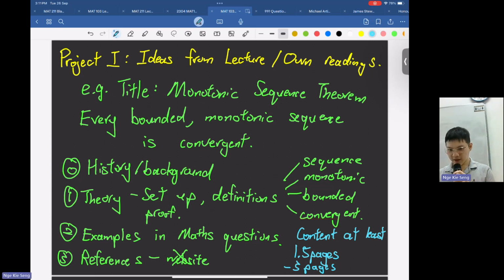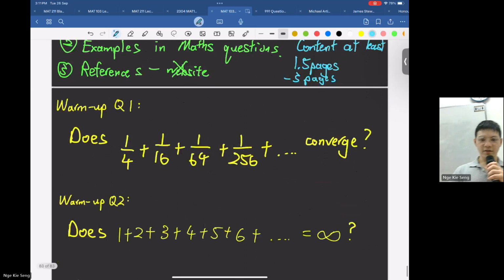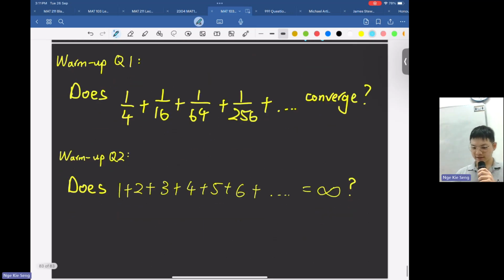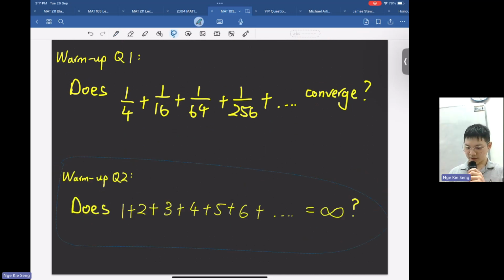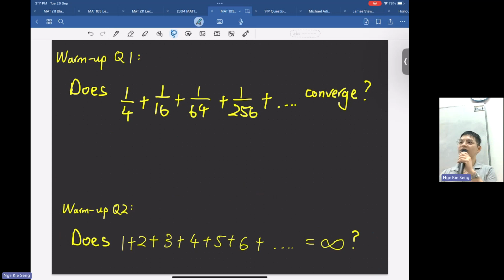Should we come back to this warm-up question here? Okay, let's look at the first question. Does 1/4 plus 1/16 plus 1/64 plus 1/256 and so on converge? Why does it converge? To converge to what?